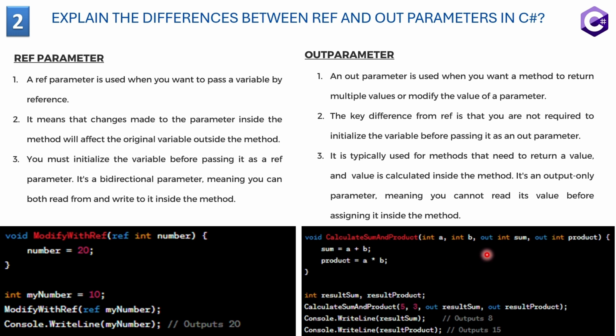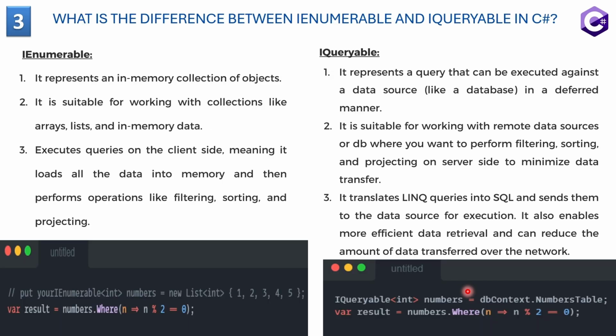Basically, an out parameter is unidirectional. It only flows from the method to its caller. You don't need to initialize the out parameter. So that's the main difference between the ref and out parameters.